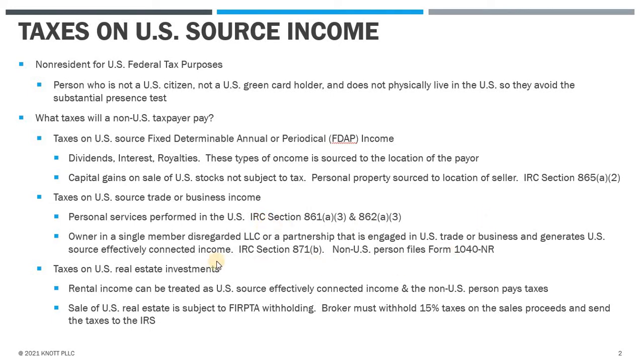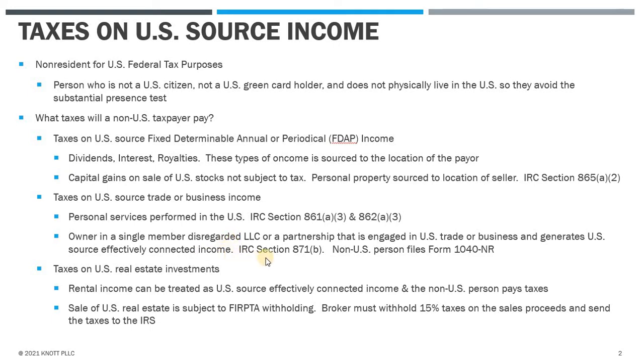Another one that gets people trapped here is if you are an owner in a single member LLC, so you have a disregarded LLC or you're a member in a partnership, and that entity is engaged in U.S. trade or business and generates U.S. source effectively connected income, or ECI. In that case, because you have this U.S. trade or business and ECI, you're going to pay tax in the U.S., right?